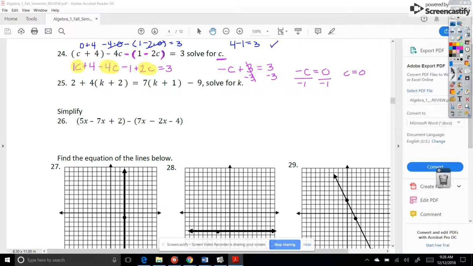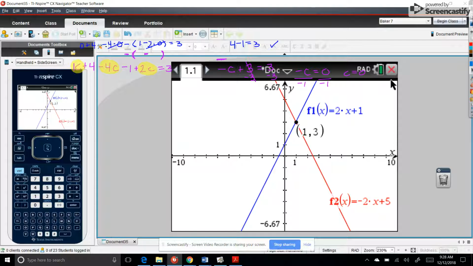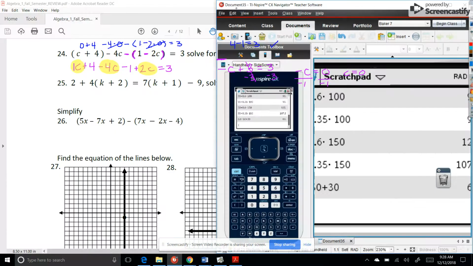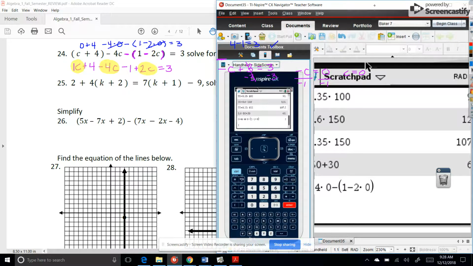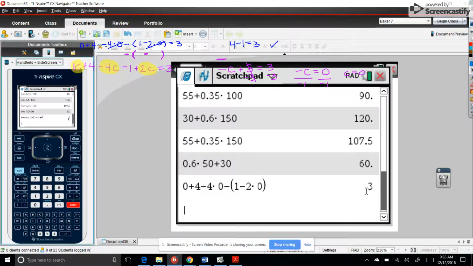Absolutely. I can always type this part into my calculator also. Let's go back to here. And I can type in what I wrote in blue, if that's a little bit too much of simplifying. 0 plus 4 minus 4 times 0 minus parentheses 1 minus 2 times 0. And we see we got 3. Awesome.